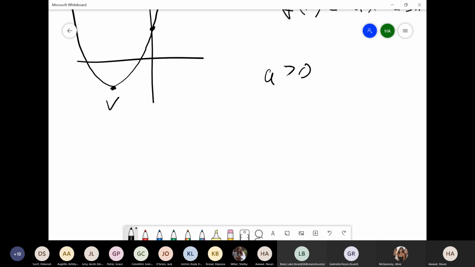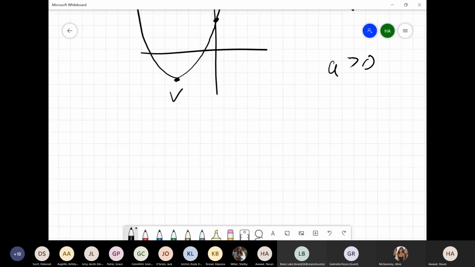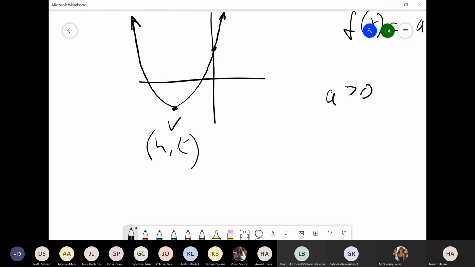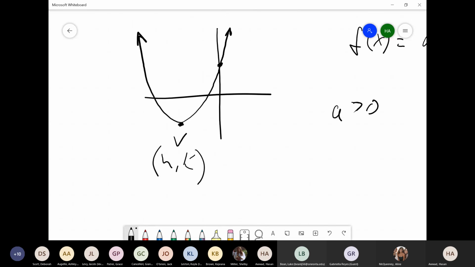Okay, so for the next pieces, B and C, first let's talk about the vertex. The vertex is always going to be HK, right? What is H? H is the x component of the vertex. So H tells you whether you're on the left or the right, going along the x-axis. We know that the x-axis is positive over here and negative over here, right? So what sign should h be? If anybody just wants to shout out an answer. Negative. Yeah, so I know that h is negative.